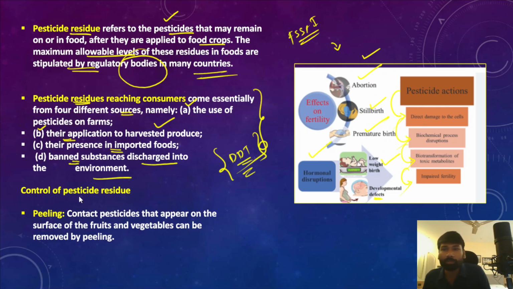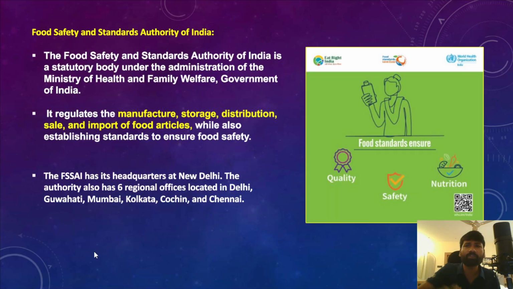Now how can we control the pesticide residue in the food that we consume? A very simple thing that we have to do is peeling. Before we eat something, for example, imagine a banana, we must peel the outer layer of the banana, and that is one simple way to avoid these pesticides. And apart from that, the Food Safety and Standards Authority of India is being accused of allowing higher pesticide residue in foods in India. Now we'll briefly understand what exactly this Food Safety and Standards Authority of India is.